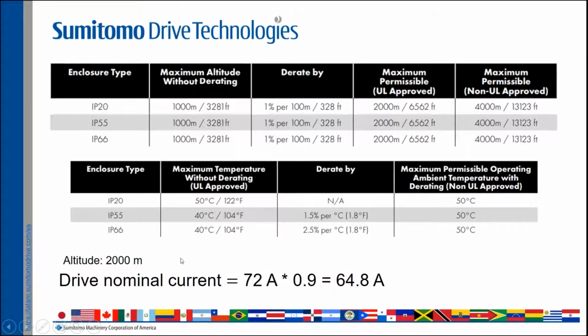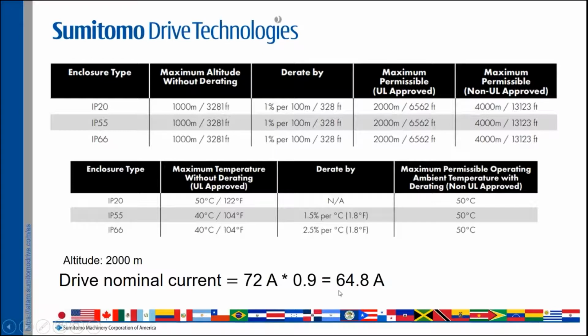So, for example, if your drive was rated with a nominal current of 72 amps, but your altitude is 2,000 meters, sorry, so this is 1,000 above the sea level, you will need to derate 10%, as you can see here.